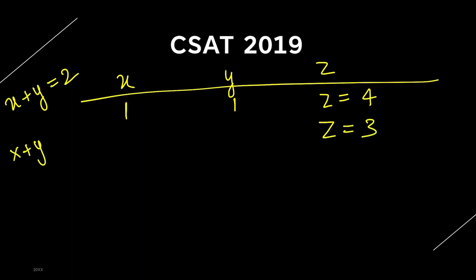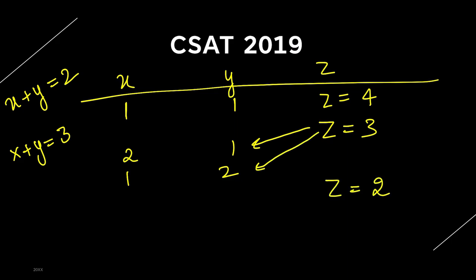Now, I have x plus y is 3. What are the possible cases? 3, 0; 2, 1; 1, 2; 0, 3. Right? Now, is 3, 0 possible? No, because 0 is not a natural number. Gone. Is 0, 3 possible? No. So, gone. So, I have left z equal to 3: 2, 1 and 1, 2. I hope this is clear.